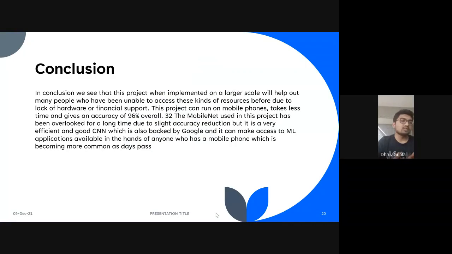Conclusion. In conclusion, we see that this project, when implemented on a larger scale, will help out many people who have been unable to access these kinds of resources before due to lack of hardware or financial support. This project can run on mobile phones, takes less time, and gives an accuracy of 96% overall. MobileNet, used in this project, has been overlooked for a long time due to slight accuracy reduction, but it is a very efficient and good CNN, which is also backed by Google, and it can make ML applications available in the hands of anyone who has a mobile phone, which is becoming more common as days pass.